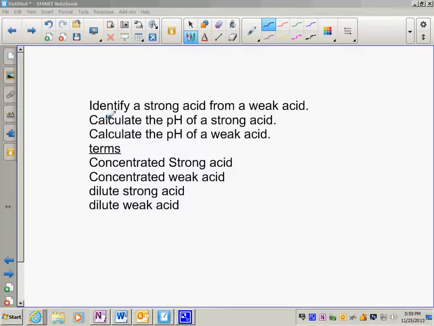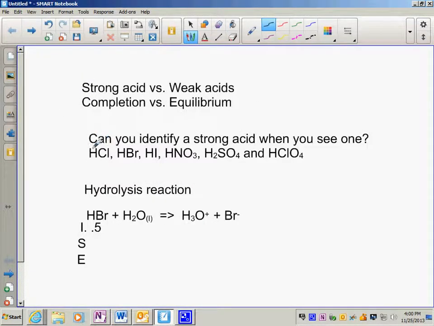Only going to do a couple things here, but one of them is that you should be able to identify a strong acid from a weak acid, straight up. Number 2, calculate the pH of a strong acid. And number 3, calculate the pH of a weak acid. So first off here, how do I identify a strong acid?